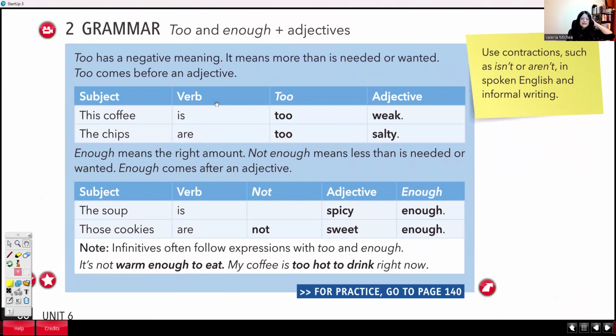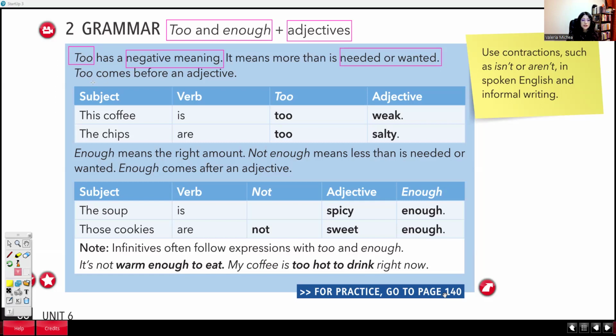So why were we learning adjectives? Because we are going to use adjectives to describe food, but we are going to use them with too and enough. So too and enough plus adjectives. As we studied in unit 4, we can use too with a negative meaning. That's an important thing to keep in mind because too is more than you need, more than you want, more than you required. For example, if I say it's too hot here, I mean that it's hotter than I would like, hotter than necessary. So we always use too in a negative sense.